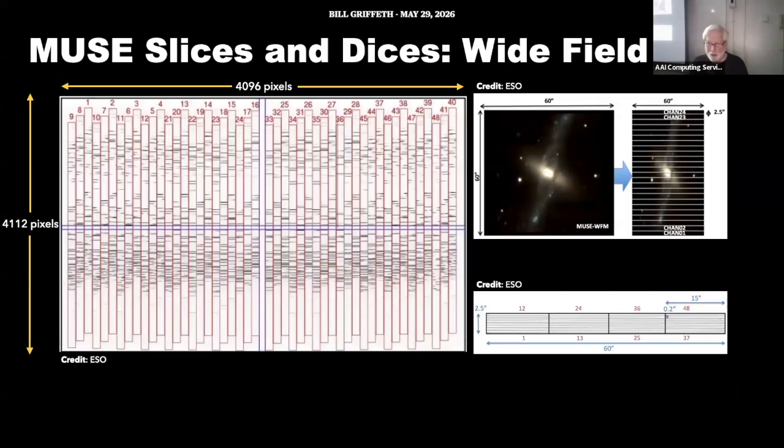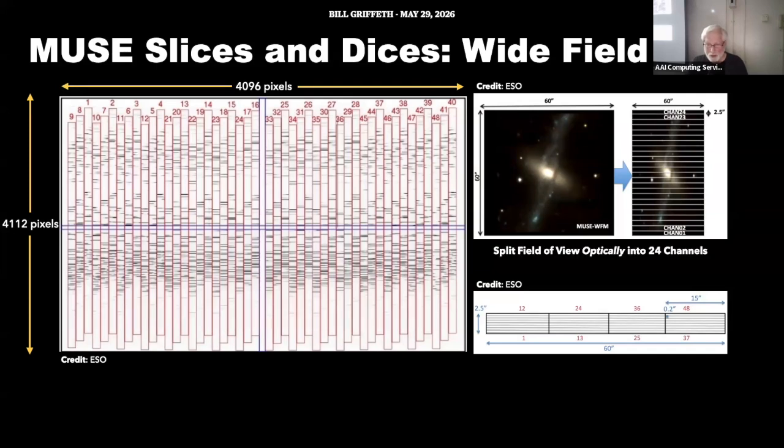This example shows how MUSE slices and dices its wide field mode images. Again, this is a complicated slide, but it's well worth studying because you really get a sense of the difference between optical slicing and digitization, because it's in digitization that you can lose information due to the fact you have a finite number of pixels in a detector.